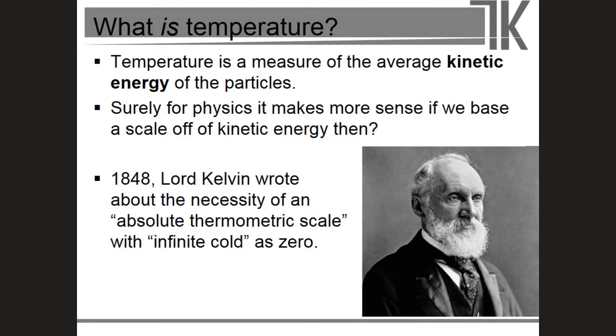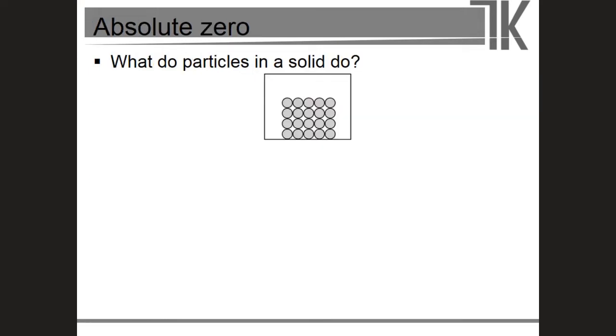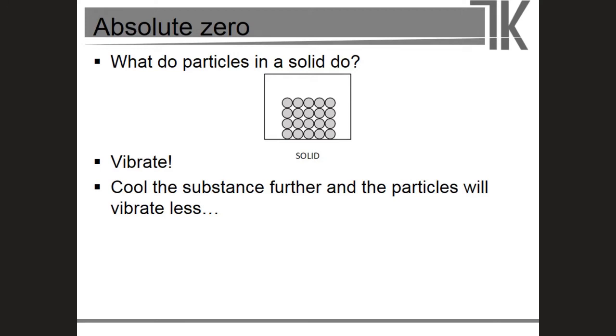In 1848, he wrote about the necessity of an absolute thermometric scale, with infinite cold as 0. Now that sounds quite hocus pocus and a bit creepy, but let's actually give him some credit, look into what he's talking about. What do particles in a solid do? Hopefully, you thought vibrate. Particles in a solid vibrate about fixed positions. Now, if we cool the solid, the particles will vibrate less, and we cool it further and they vibrate less, and we cool it further and they'll vibrate less. Until when? Until the particles stop vibrating.